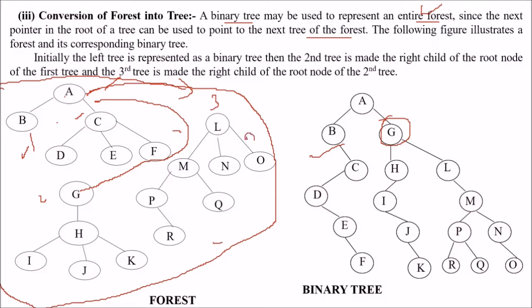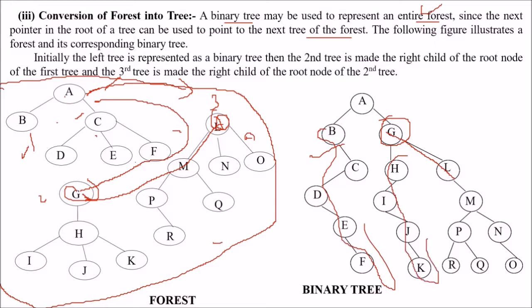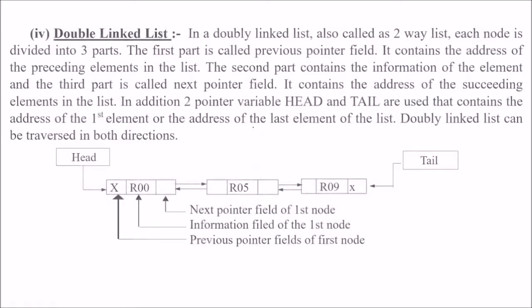And the third tree is made the right child of the root node of the second tree. So what is the root node of the second tree? G. So we are making the root node of L the right child of G. So now we have L here. All these C, D, E, F will come here, and next will come here. All these nodes, and the formation will of course be a binary tree. This is the binary tree from the forest.